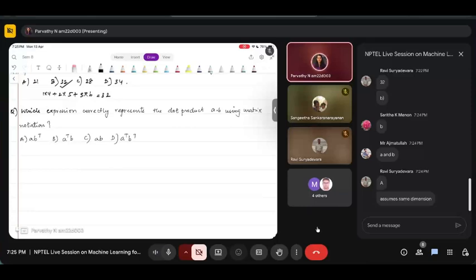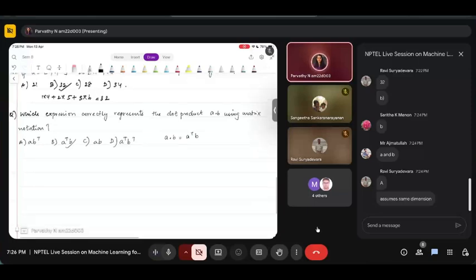Yeah, so which expression correctly represents the dot product? It is A transpose B. This is how typically the dot product of two vectors is written. AB transpose is the outer product. It's not a dot product. The output here will be a scalar value, a single value. But AB transpose is not a scalar. The result will be a matrix, and this is the outer product.